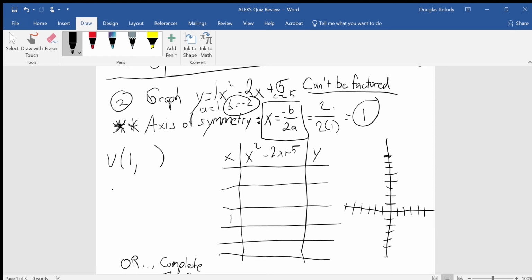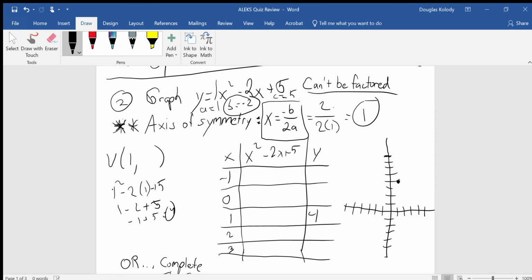So it's going to be 1 squared minus 2 times 1 plus 5. And so that's 1 minus 2 plus 5. And that's negative 1 plus 5, which is 4. And so I'll get 1 comma 4. All right, so I'll go up to 1 and then comma 4. However, I do need 2 other points. All right, so pick x values on either side. So let's do 0 and negative 1, and let's do 2 and 3.